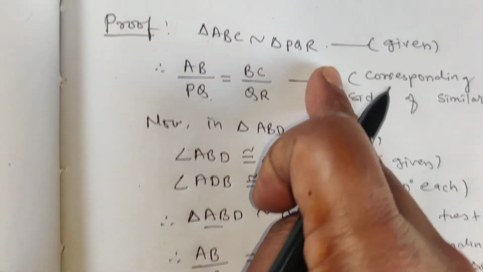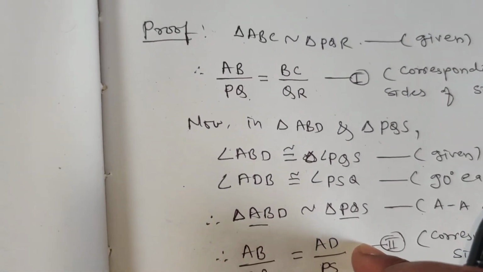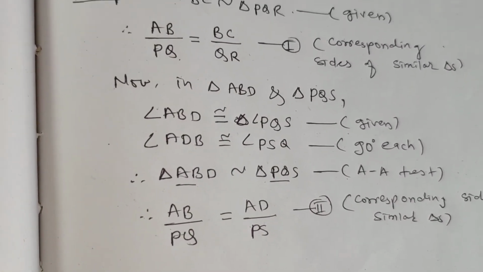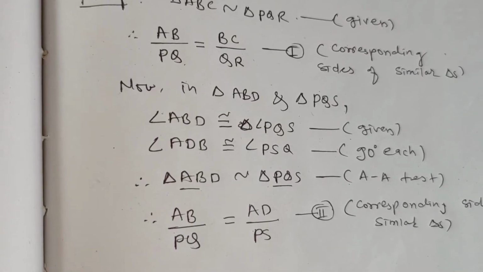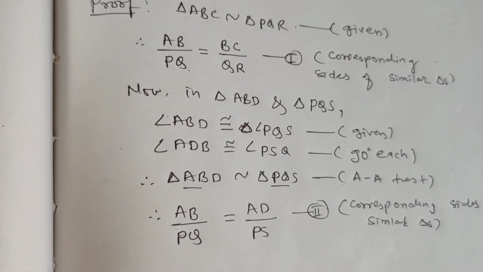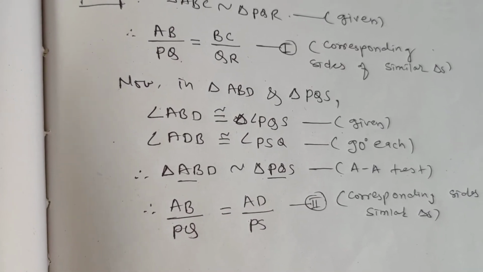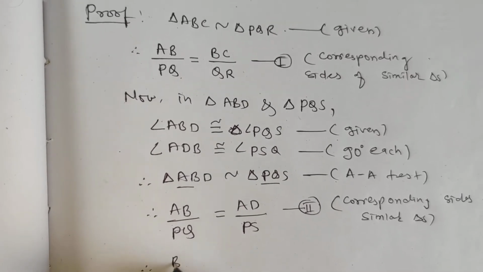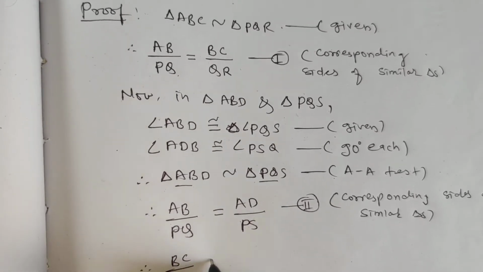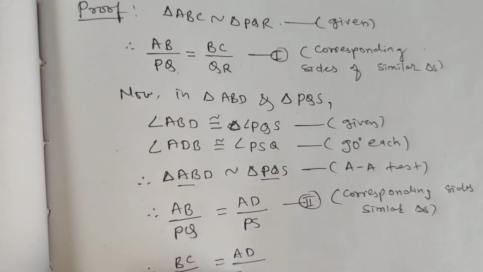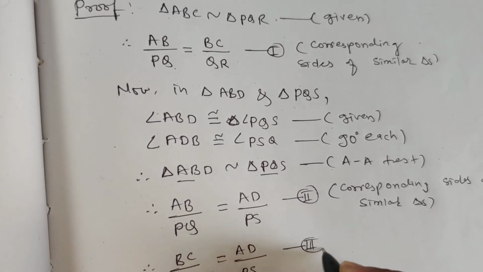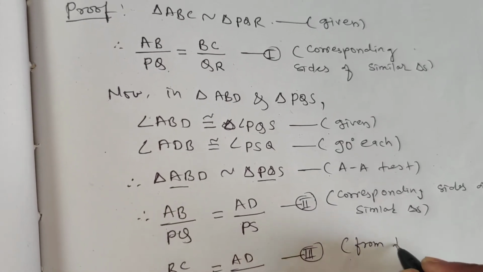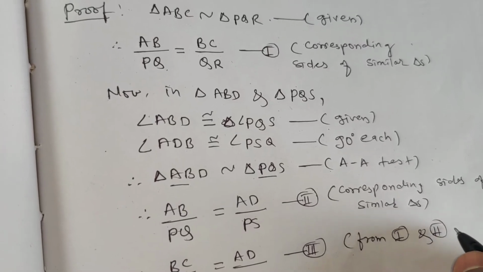Okay, from statement number 1 and statement number 2, we can say the left hand side of both the statements are the same. Therefore whatever is on the left hand side is the same, then the right hand side is also equal. So from 1 and 2 we can write, therefore BC upon QR is equal to AD upon PS. This is statement number 3, and we can put the reason like this: from statement number 1 and 2.